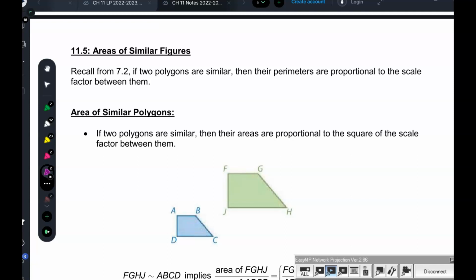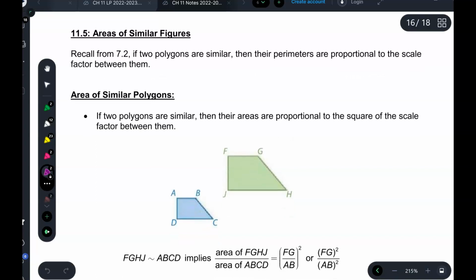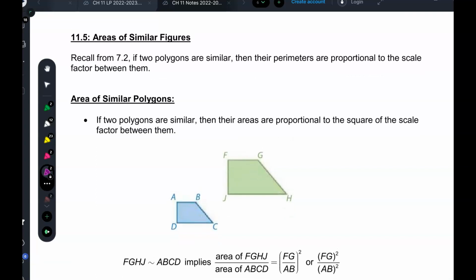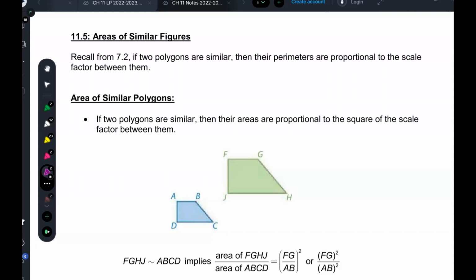Last lesson for chapter 11, okay? Similar figures. What do we know about similar figures? The ratios of the sides are the same, and all the angles have to be congruent, okay?